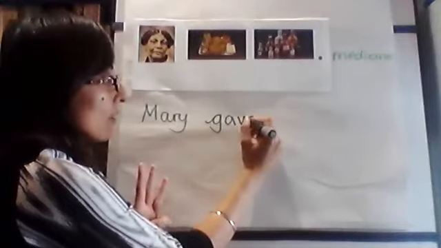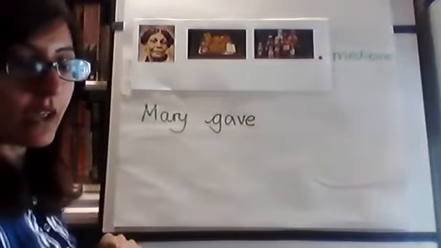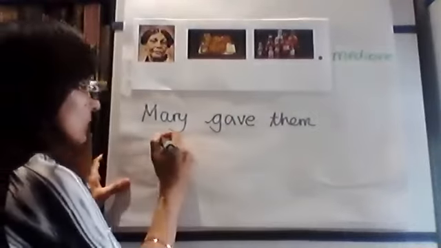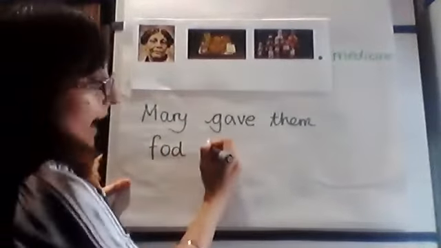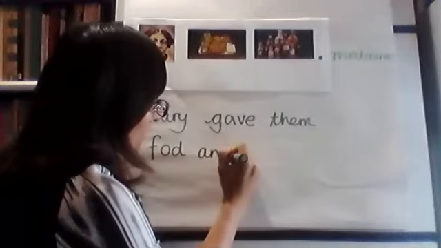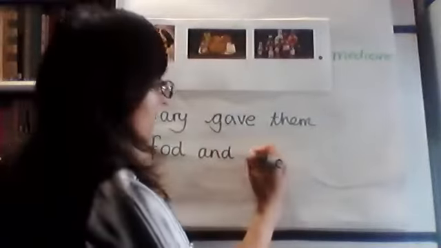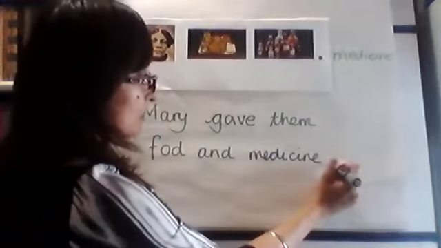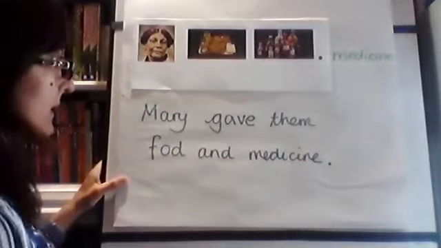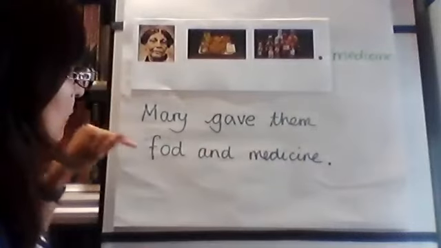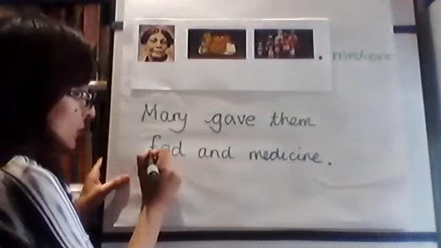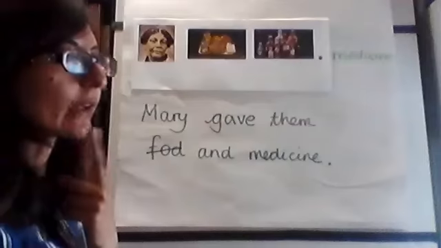Where's my friend? He's on the end. Mary gave them food. Food and medicine. And medicine, I've got my word in my word bank. Medicine and my full stop. But should we read to make sure it makes sense? Mary gave them fod. Fod and medicine, that's not quite right. So I'm going to go back and check, and I'm going to think and use my phonics.